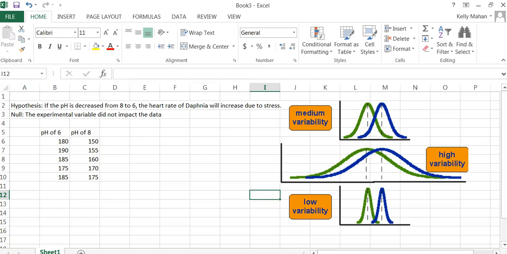This is Mrs. Percival, and today I'm going to be talking to you about how you're going to run your statistical analysis. So we're going to be walking through a t-test, and a t-test is good when you have two different groups of data and you're trying to compare the data and find out whether or not the two different groups of data are different enough to say that the experimental variable actually had an impact.